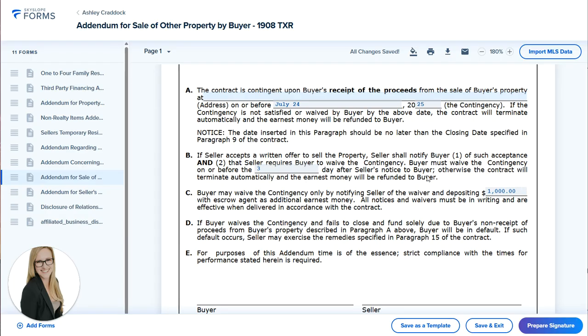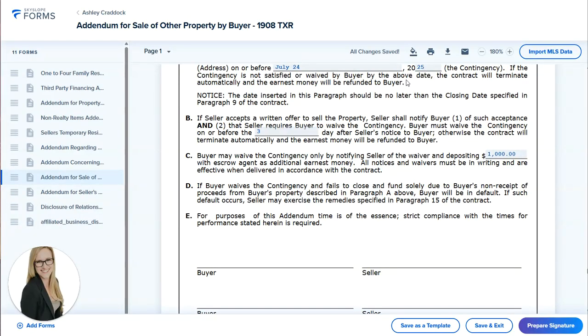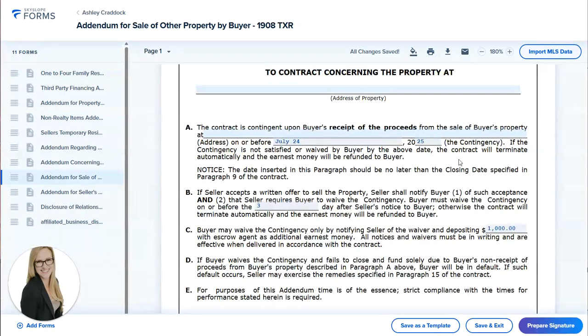They can't force buyer one out, but they can at least get some more skin in the game if that did happen. And it says if the buyer waives the contingency and fails to close, then basically the buyer would lose their earnest money, that they are in default, which would then give the seller claim per paragraph 15 in the contract. So yeah, there's likely more questions on that, but that's the best I can do.